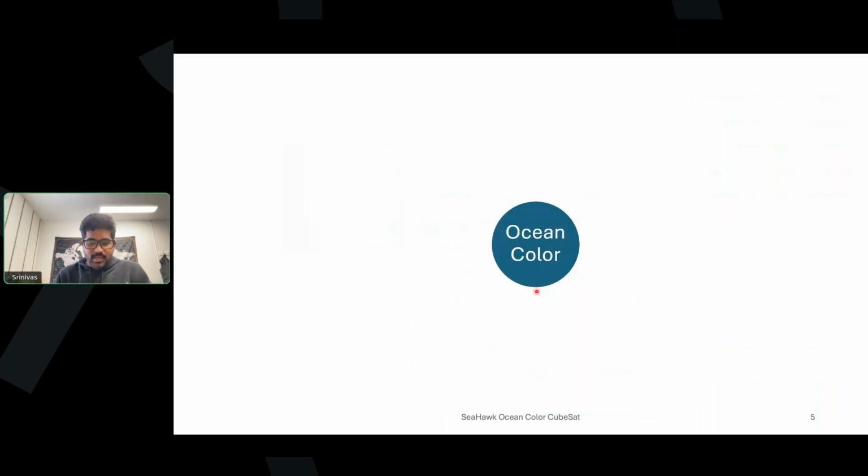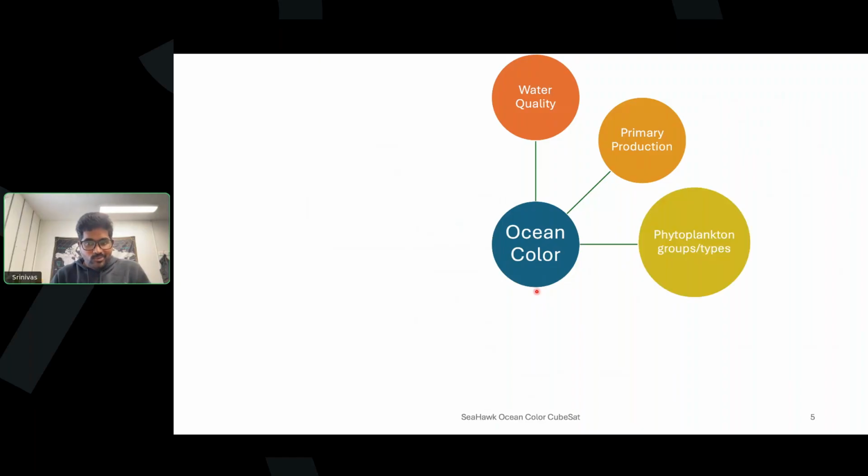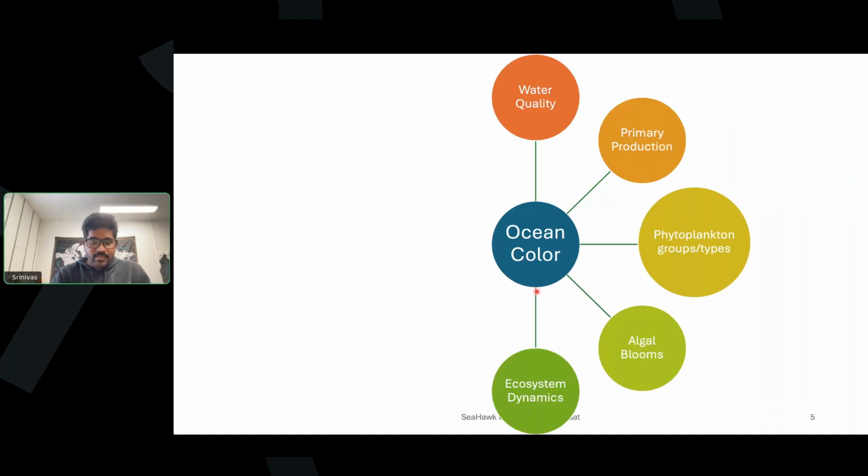So ocean color is useful for a variety of applications. One of them is water quality, and I'll list some of the other applications as well. It is also used to provide information about primary production through phytoplankton and chlorophyll A, and also optical properties like absorption and backscattering. It is also used to inform about phytoplankton groups and types, whether it's size classes or phytoplankton functional groups. And a lot of space agencies use ocean color data to study algae blooms and ecosystem dynamics.